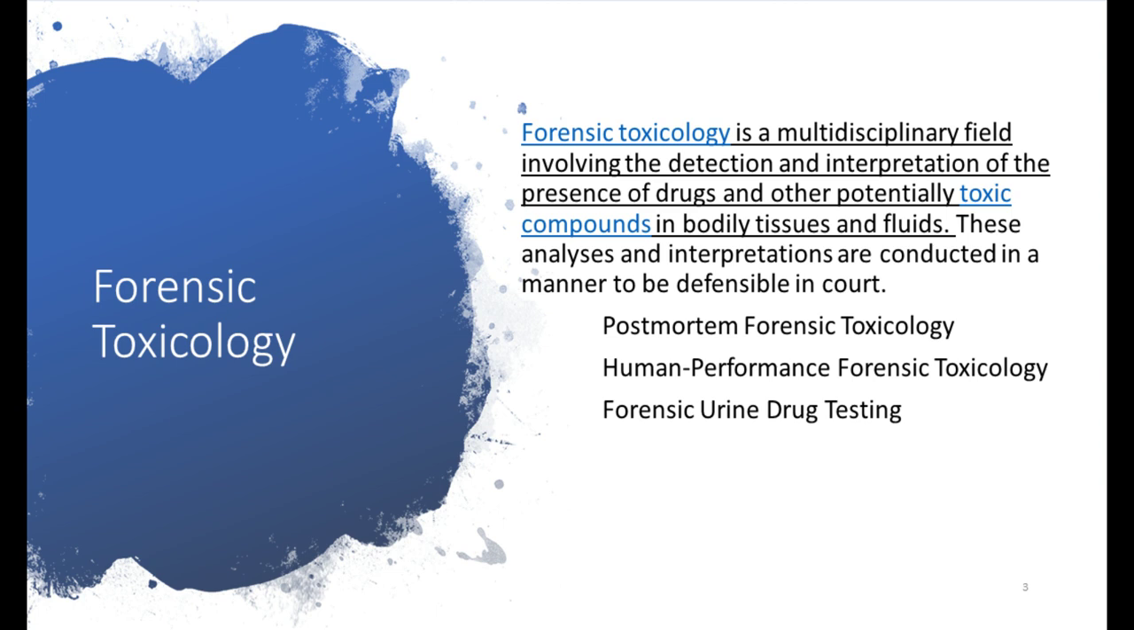Human performance toxicology determines the absence or presence of ethanol and other drugs and chemicals in blood, breath, or other appropriate specimens, and evaluates their role in modifying human performance or behavior. And then forensic urine drug testing determines the absence or presence of a usually limited number of drugs and their metabolites in urine to demonstrate prior use or abuse of a drug.